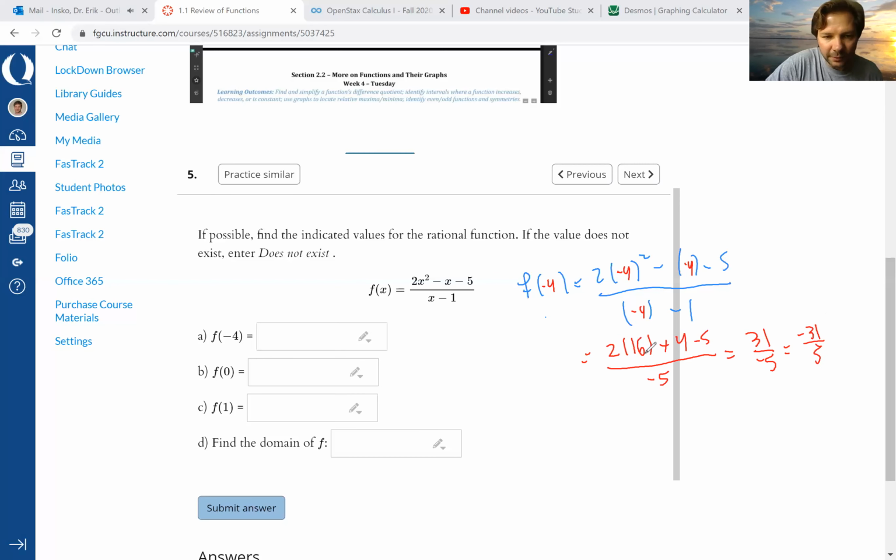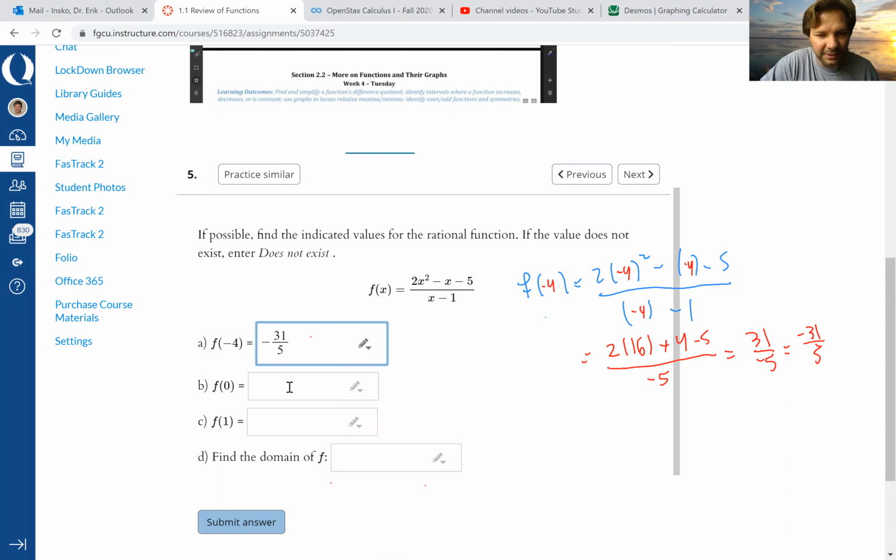And so I'm going to try and type that in. I got to stop the annotation here. Let me see how I stop that. Oops. Stop annotating. There we go. Now I should be able to type that in. So -31 over 5. And it may want that as -6.2. I'm not quite sure.